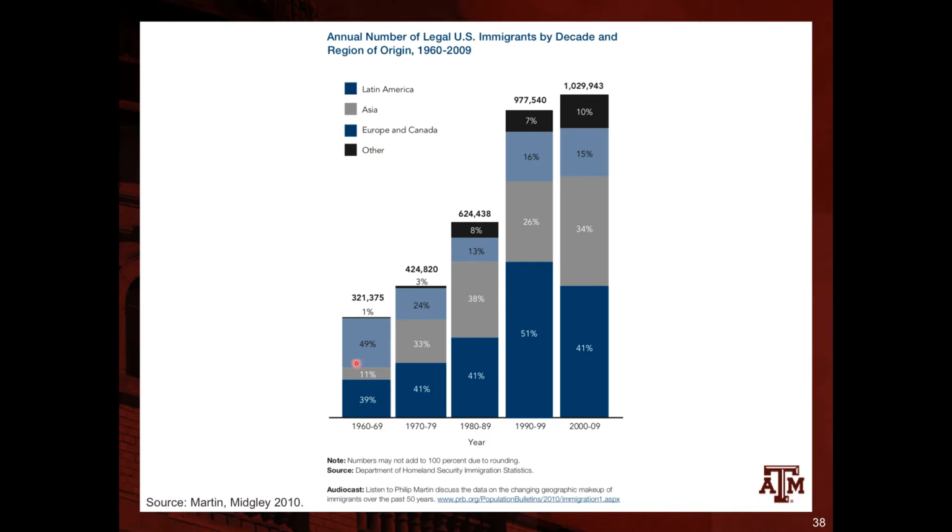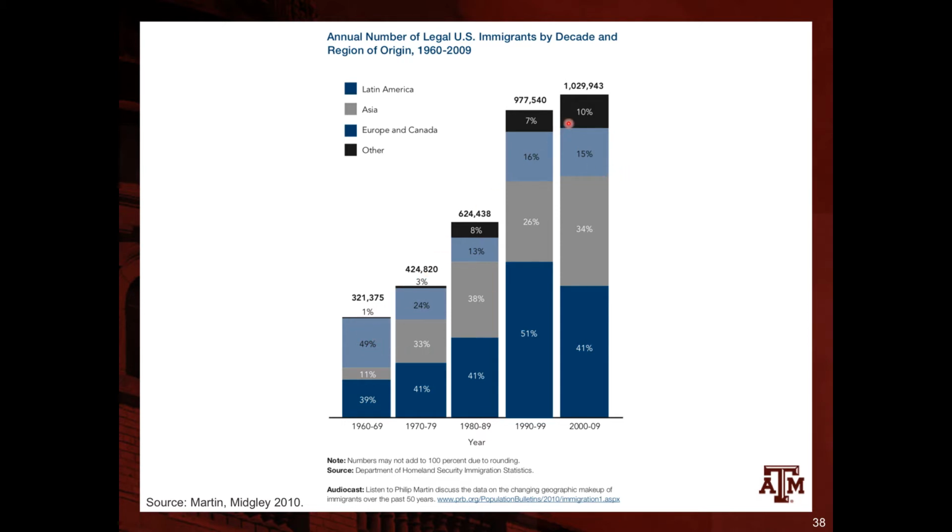And the share of those legal US immigrants starts to increase for those from Latin America. So they reached around 51% in 1990 to 1999, and declined a little bit in 2000 to 2009. And also important to see that the share of the Asian legal US immigrants increased a lot in the period, from 11% to 34%, and from Europe and Canada you see a decline from 49% to 15%.